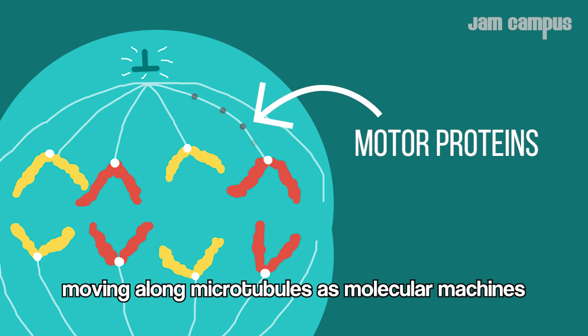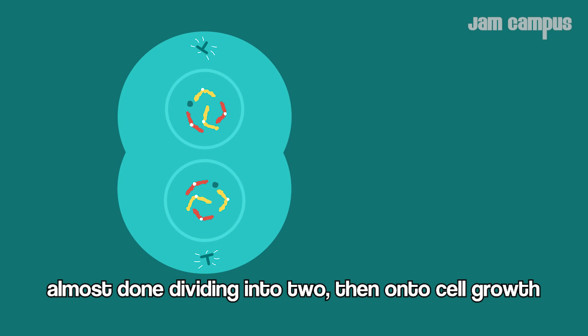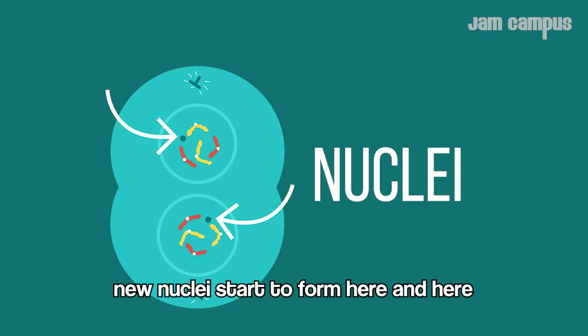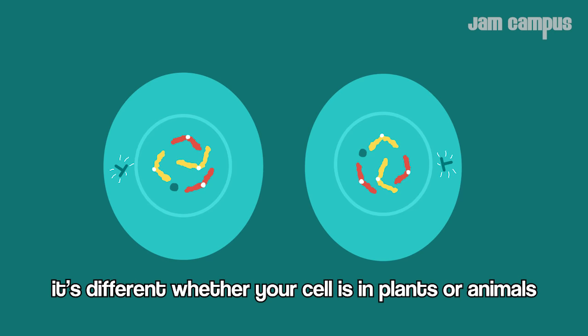Then comes telophase, where the cell is almost divided into two and starts to grow. The mitotic spindle disappears, and the nuclei start to form here and here. And when the cytoplasm splits, following telophase, it's called cytokinesis. It's different whether your cell is in plants or animals. Just remember that after this, you have two identical cells.